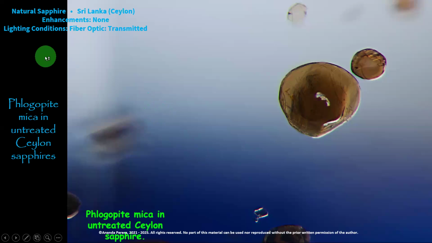Come here. The lighting condition here is fiber optic transmitted. You can see some mica crystals. These are Phlogopite mica. So it tells us it is untreated. Nothing happened to these mica crystals. So Phlogopite mica in untreated Ceylon sapphire is like this.